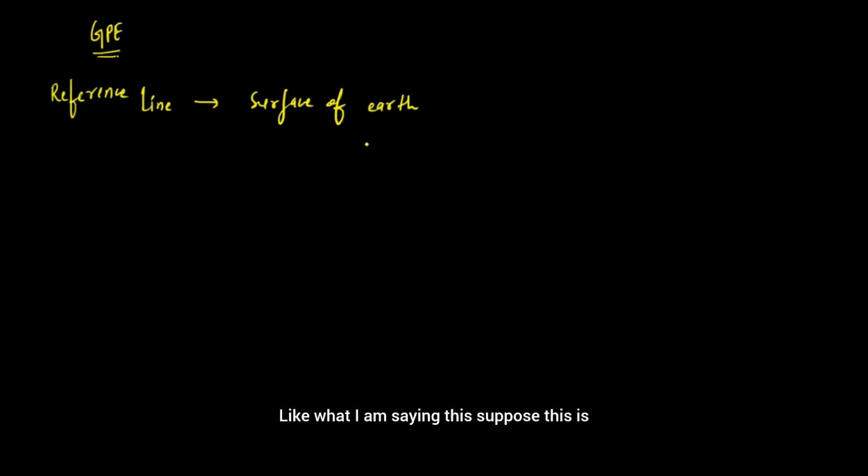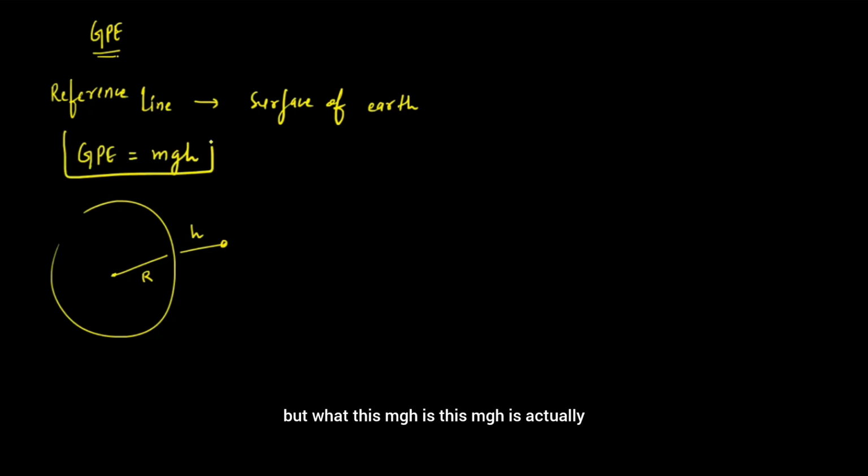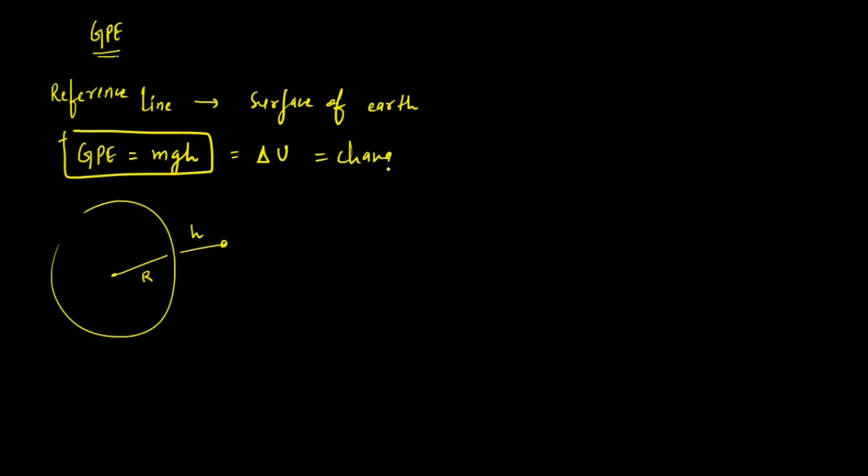Why I'm saying this: suppose this is Earth having some radius r, and this is my object placed at some height h. If we're talking about the gravitational potential energy in this case, we can simply write it as mgh. But what is this mgh? This mgh is actually the change in potential energy between the 2 points. Which are the 2 points? One is the surface of Earth, and the other is the height at which the object is.